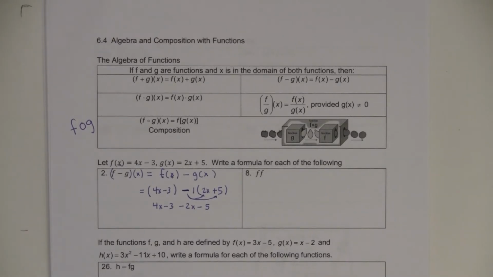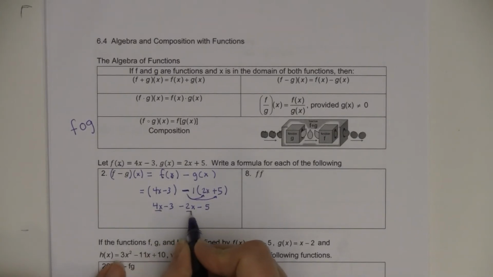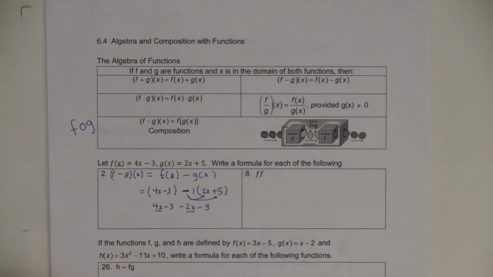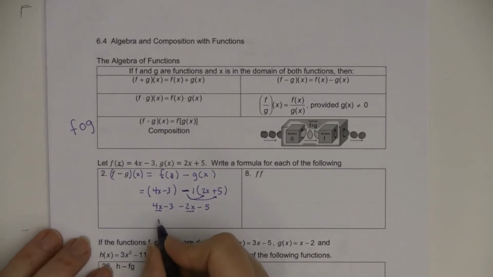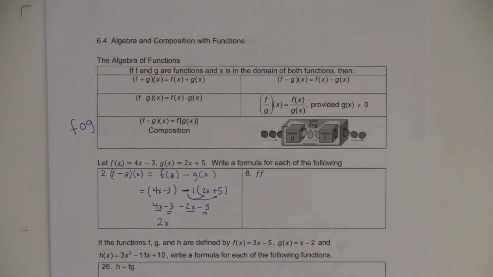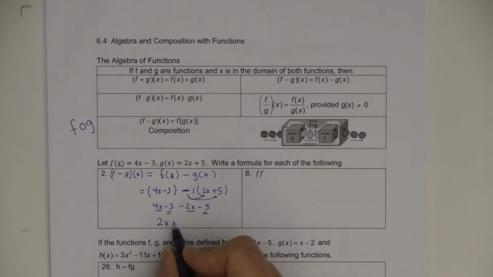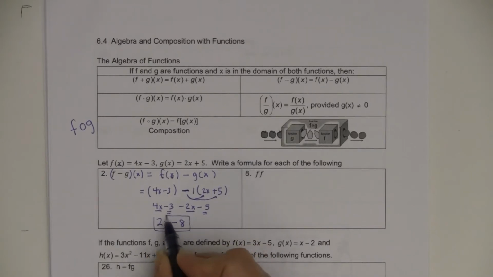And now I'm going to combine like terms. And my like terms are these x's. 4x take away 2x gives me 2x. And negative 3, and I'm going to be adding that with negative 5, and that will give me negative 8. So they're both negative, so you would add them. So this is negative 8. And then we're done. That's our answer.